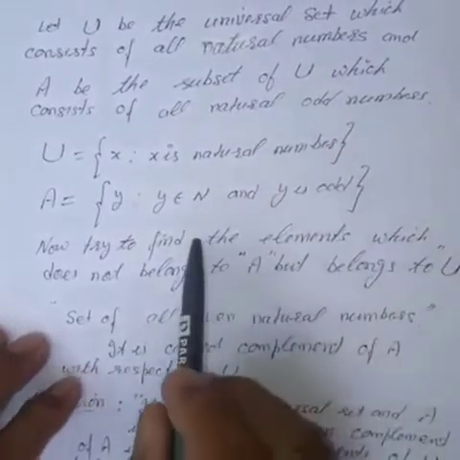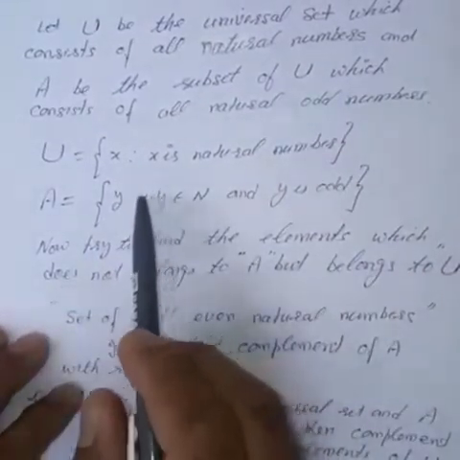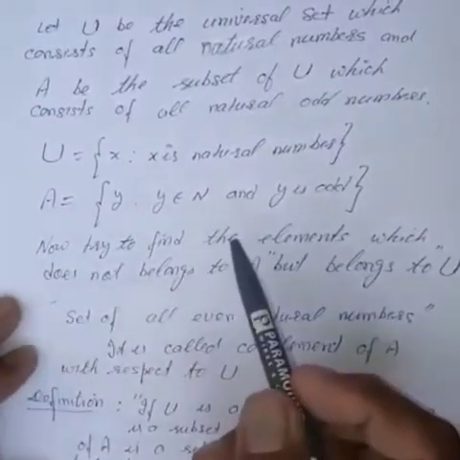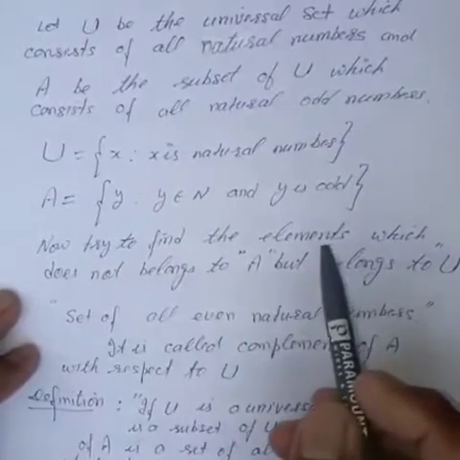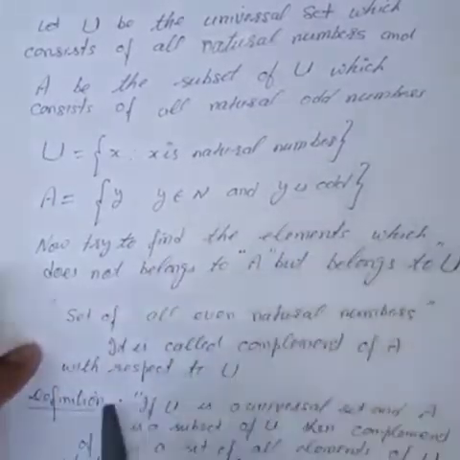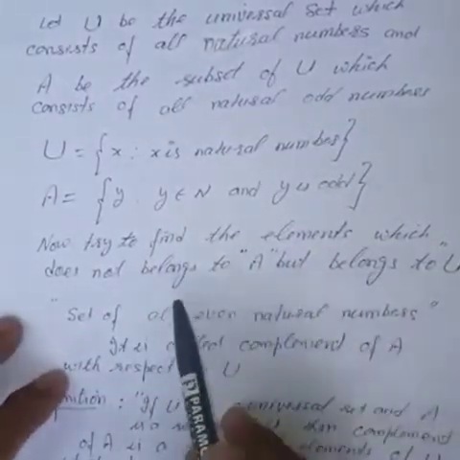It means we have to find out all elements of U except the elements of A. Or in other words, we want to find out U minus A. We have done the difference of elements, so U minus A. Now that is called the complement of a set.